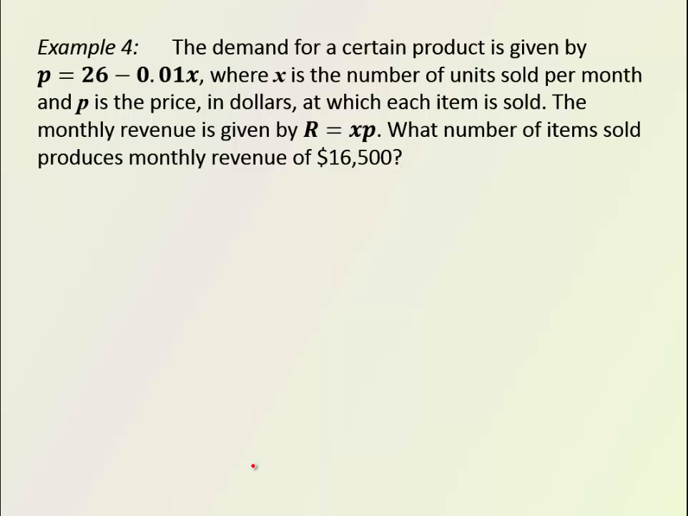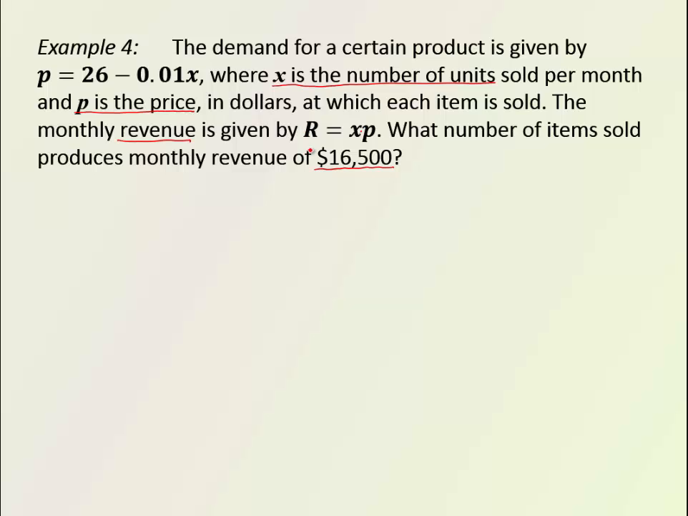So let's see, what do we have given here? The number of units sold, x, and P, which is the price of those items. So price depends on the number of units sold. Now, the next relation that is given is the revenue. Revenue R is the product of price times the number of units sold. The question is, what number of items, that means what is the x that will produce 16,500 revenue?